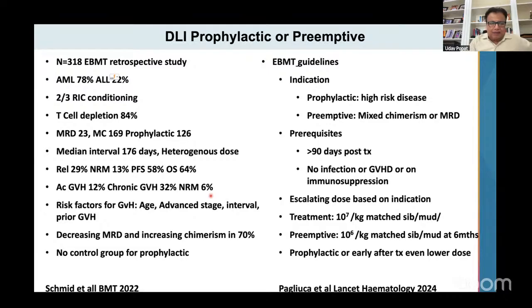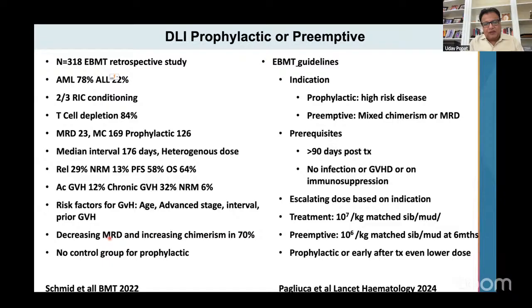Again, risk factors for GVHD in this protocol included age, advanced stage, and, this is very important, interval from transplant to DLI. So the longer the interval, the more they can tolerate. The shorter the interval, the less they can tolerate. And so the shorter the interval, the higher the GVHD. And somebody who has had prior GVHD, I'm not sure this strategy is worth using because you are at higher risk of GVHD.